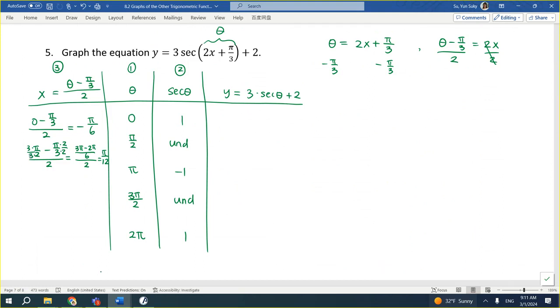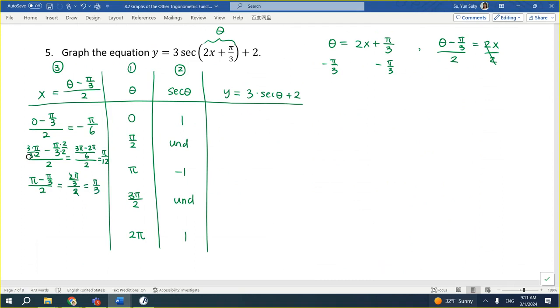All right, next number, we plug in theta is pi. What is pi minus pi over 3? Yeah, 2 pi over 3, over 2. What happened? Yeah, the 2s cancel, giving pi over 3.